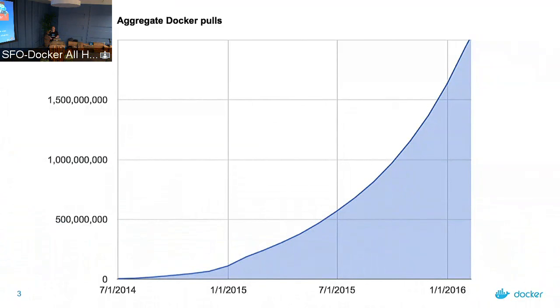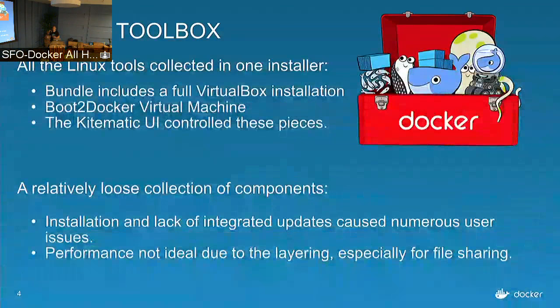The answer to that is they used to download this thing called the Docker Toolbox, which we put together, that had basically an entire collection of Linux items, which bundled a VirtualBox, a boot2docker image that we used to create a virtual machine, and also a UI called Kitematic, that allowed you to control some of these pieces and gave you a nice UI way of seeing your containers and tweaking them and changing settings.